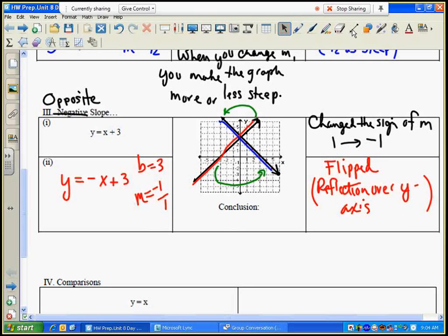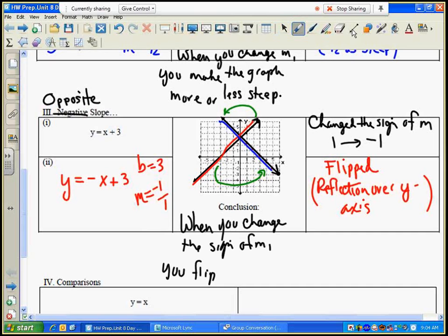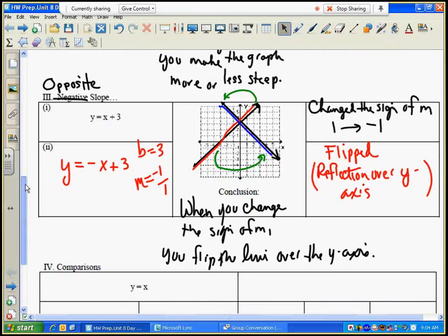Okay? So conclusion. When you change the sign of m, you flip the line over the y-axis. Okay? When you change the sign of m, you flip the line over the y-axis.